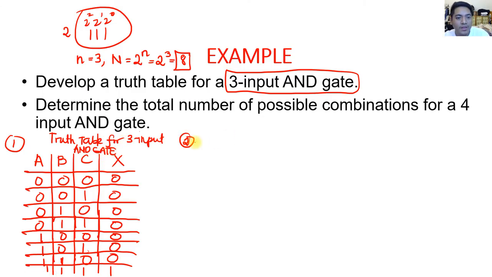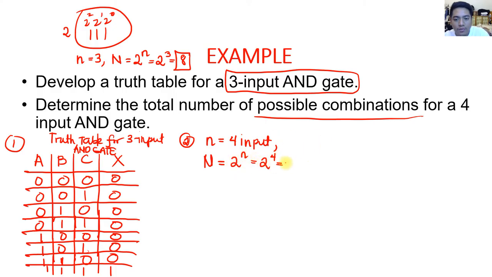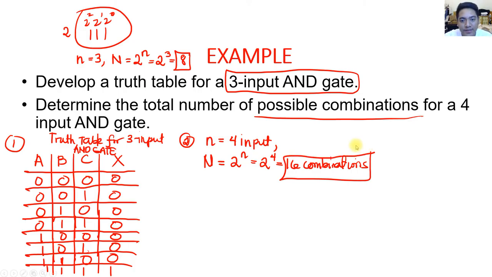For number 2, determine the total number of possible combinations for a 4-input AND gate. So, we have 4 inputs. The total number of possible combinations is 2 raised to n, which is 2 raised to 4, of which that would be 16 combinations. So, the total possible combinations for a 4-input AND gate would be 16 combinations.